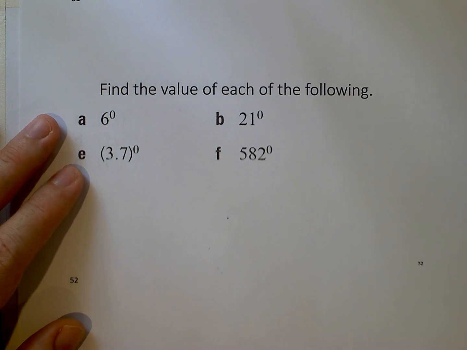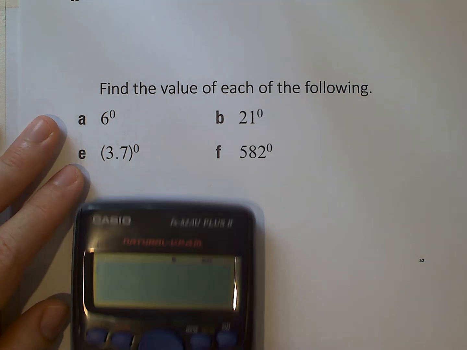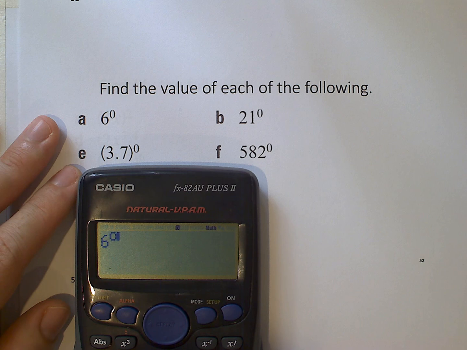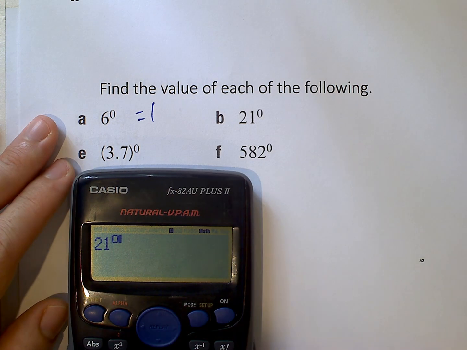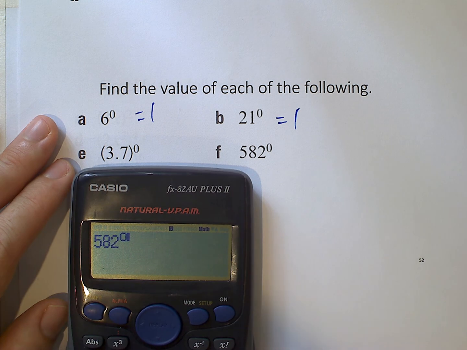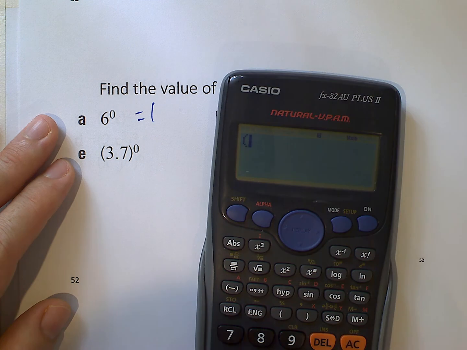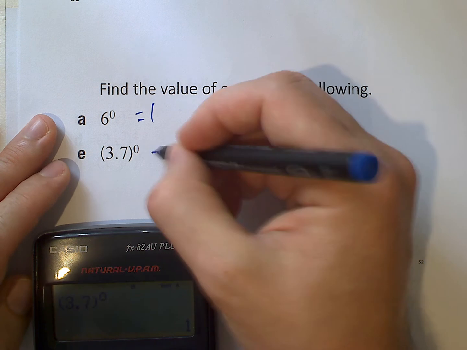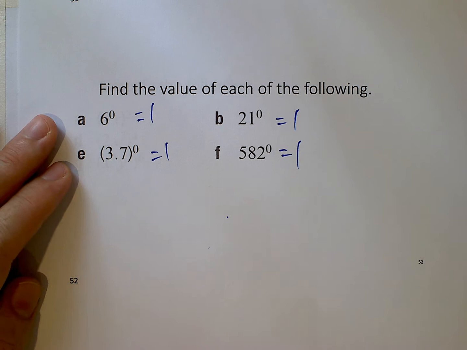Okay, find each of the following. I'm going to be honest, all of them are going to equal 1. But let's just show you. 6 to the power of 0 equals 1. 21 to the power of 0 equals 1. 582 to the power of 0 equals 1. And 3.7 to the power of 0 equals 1. So again, just demonstrating that anything to the power of 0 just equals 1.